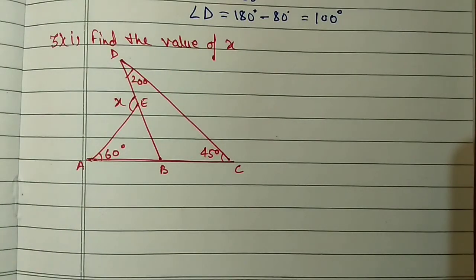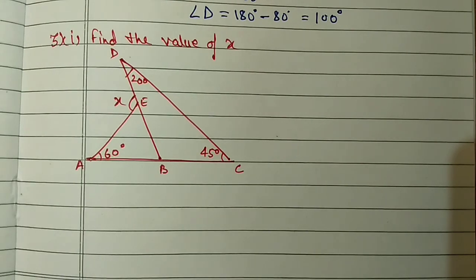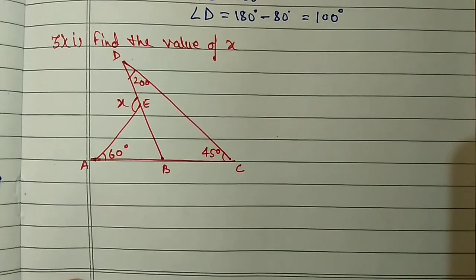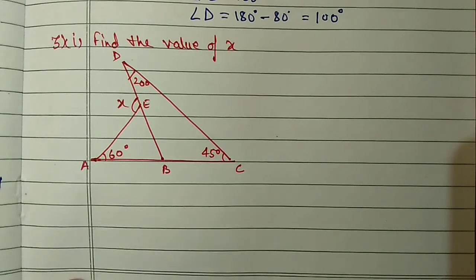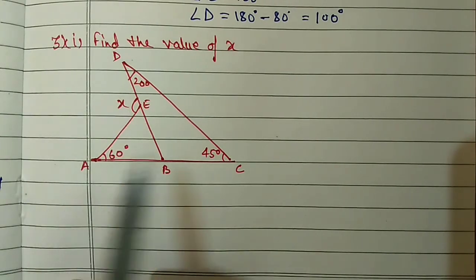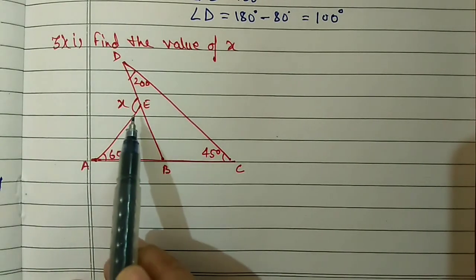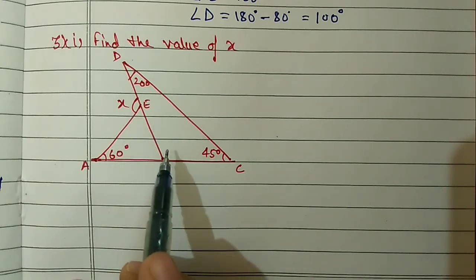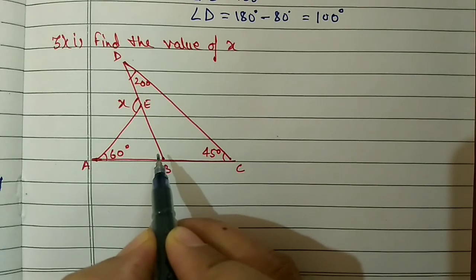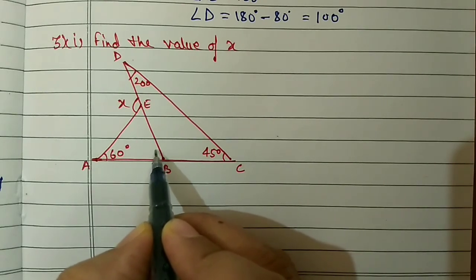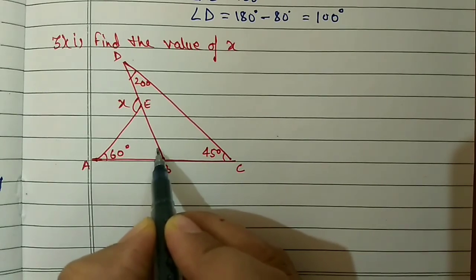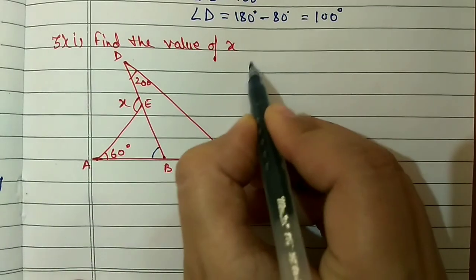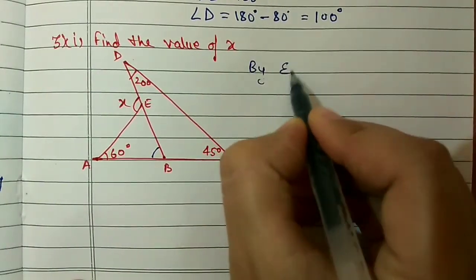Next, question number 3, first part: find the value of x here. Figure is given. In this figure you have two triangles and you have to find the value of x here. So to find x we need this angle, and to find this angle we need this angle or this angle. This angle we can find with the help of the exterior angle property. This angle we can find by the exterior angle property.